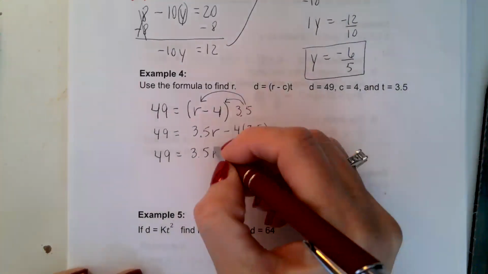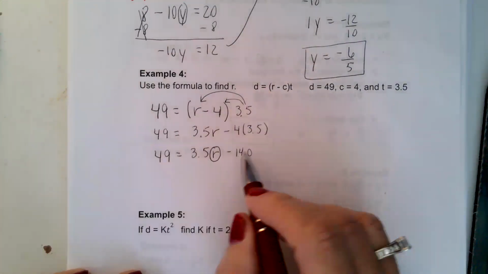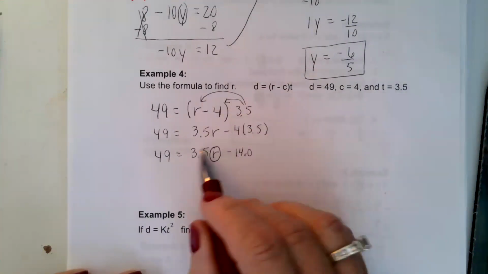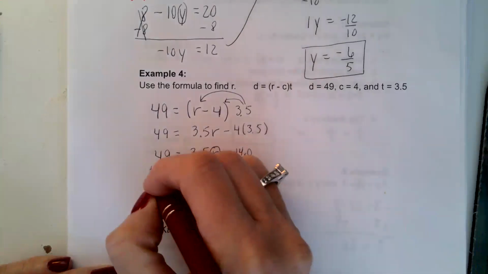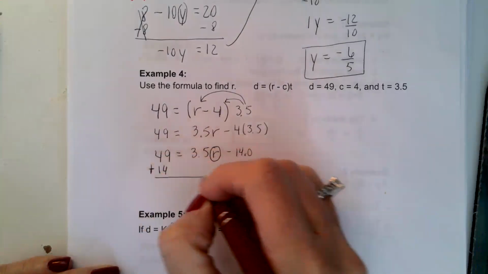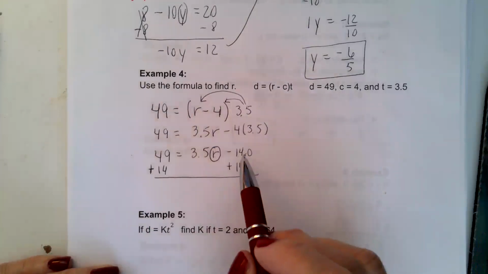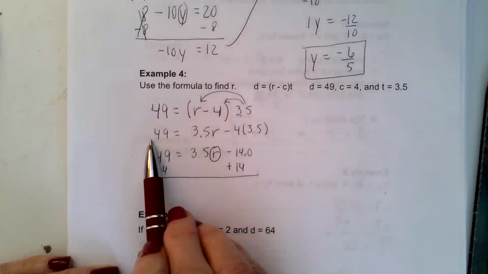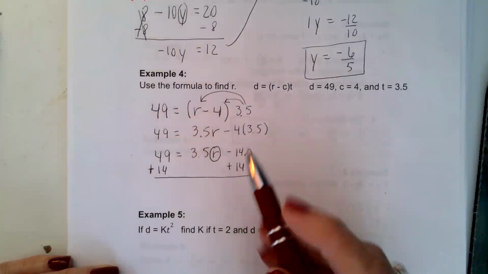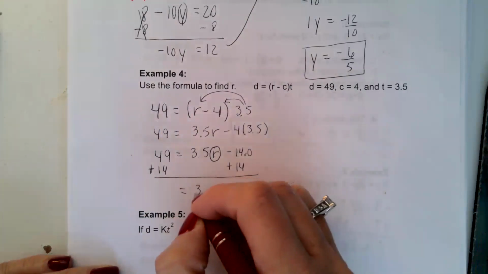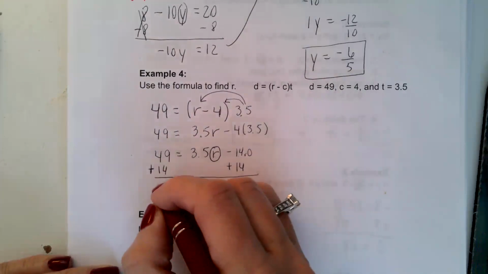So to solve for R, we're going to add 14 to both sides because my R's, my variables, are all on one side. I need to get my constants to the other. So I'm going to add 14. And remember, you only do the opposite action if you're moving across the equation. So because I want to move my constant over to the left-hand side of the equation, I have to use the opposite action. So from subtracting 14 to adding 14. So I have 3.5 R on the right, and now I have 49 plus 14 is 63.